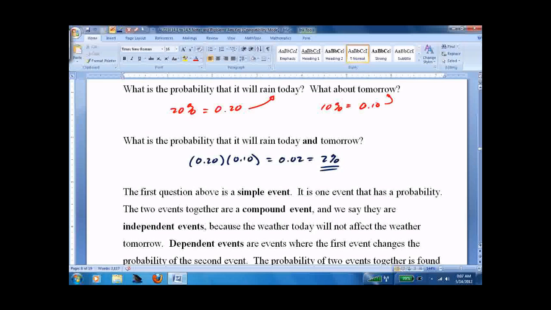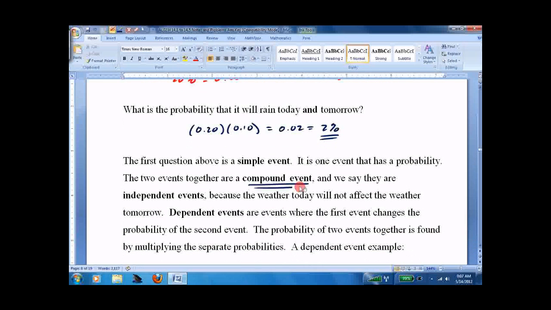So this is a simple event. It's a compound event when I put them both together. Simple is just one day. Compound is both. And we say they're independent because, believe it or not, if it rains today, it has nothing to do with whether or not it rains tomorrow based on the original probability. The weather forecaster looked at it and said, I think there's 20% chance today, 10% tomorrow. If it rains today, he's not going to revise tomorrow based on that fact. He's just going to say, fine, it rained today. It was pretty unusual. You only had a 1 in 5 chance, but still tomorrow I still think there's only a 1 in 10 chance.